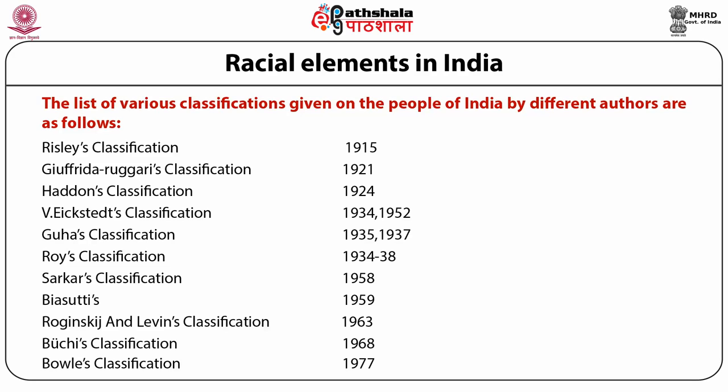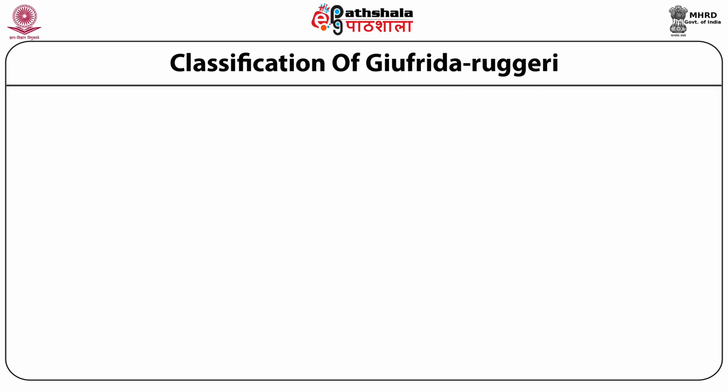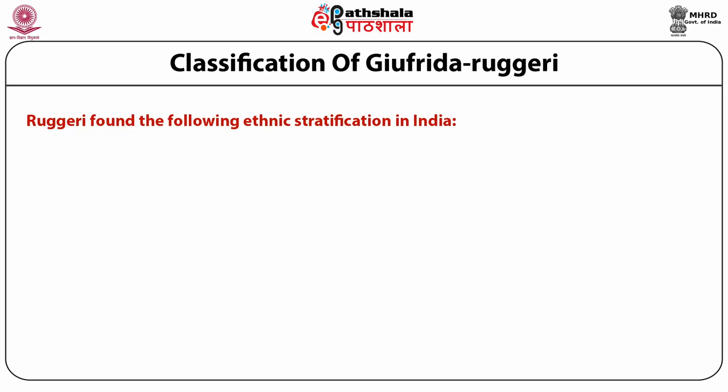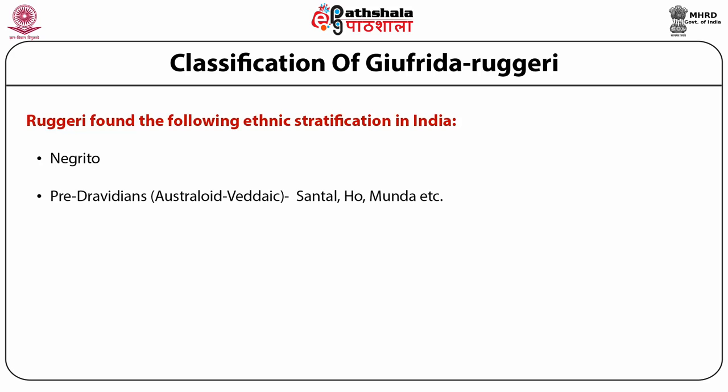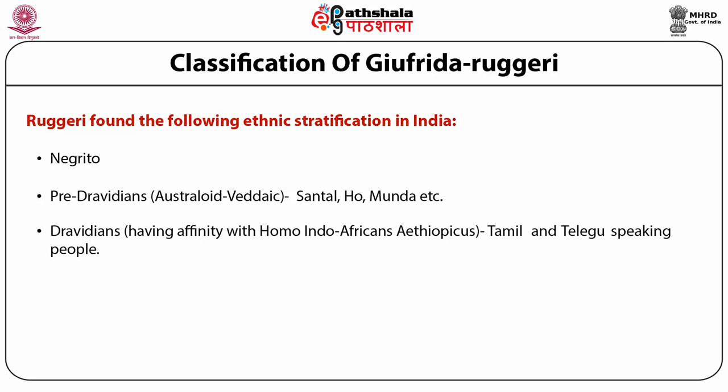All the classifications are important and noteworthy. Of all these, some are given below. Classification of Giuffrida-Ruggeri. Ruggeri found the following ethnic stratification in India: Negritos, and Pre-Dravidians, also called Australoid Veddoid, which includes Santal, Ho, Munda, etc. Then Dravidians have affinity with Indo-Africans, the Tamil and Telugu speaking people.